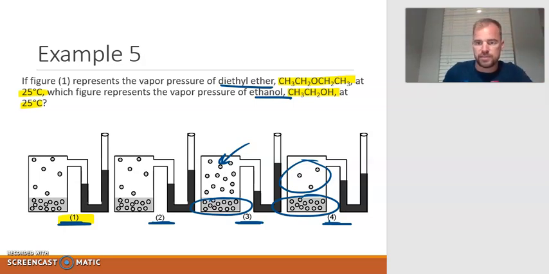Well, we know both of these, okay, are going to experience London dispersion forces, right? So we got that. If we take a look at ethanol, ethanol is going to experience hydrogen bonding, right?